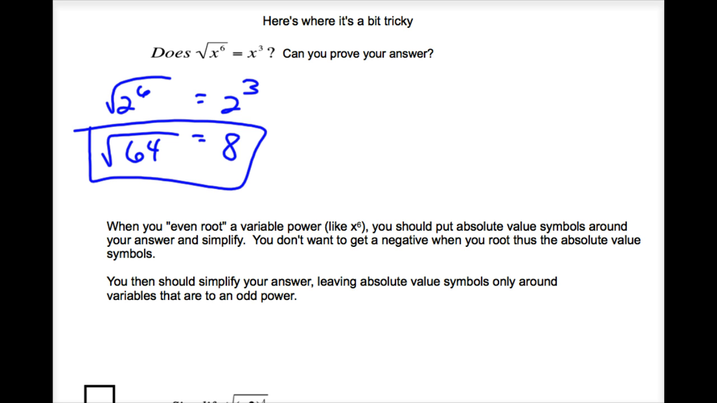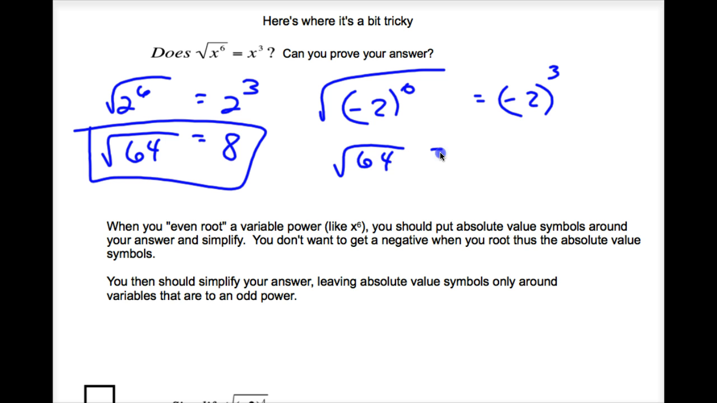But what if I said use -2 and not +2? What if I said x was -2, so I put it in parentheses, like this. When we plug in a negative, we got to use parentheses, otherwise we might have a problem. Well, in this case, I would have square root of 64 equals -8. And that is not true.